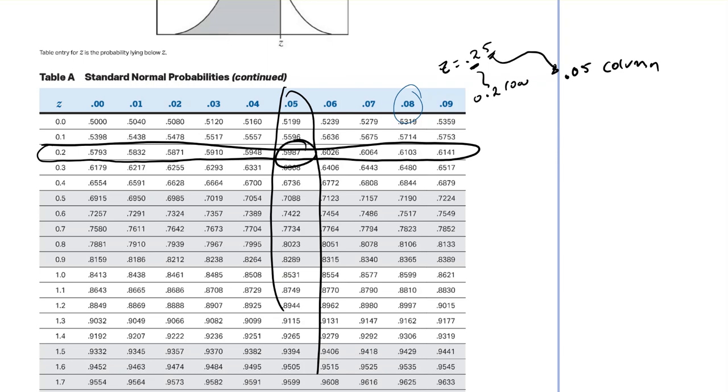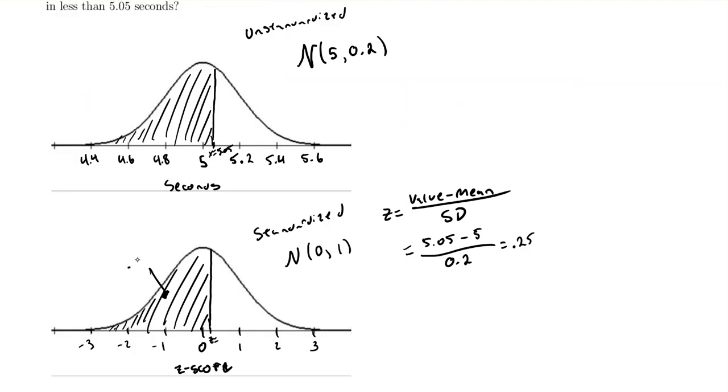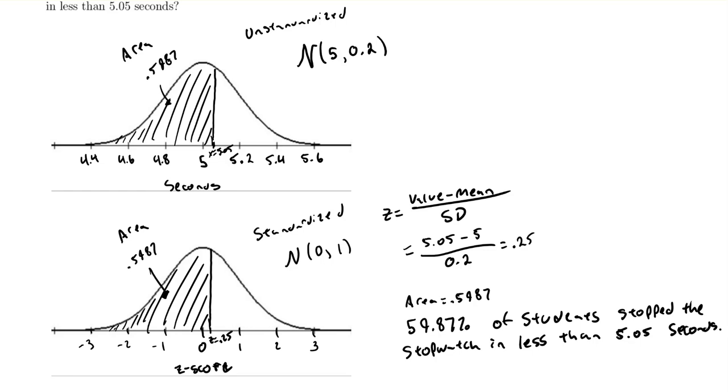So in this case, this area is 0.5987. If we go back to our picture, this area is 0.5987, which in turn means our area up here is 0.5987. And I'll write my z-score of 0.25 here. What this tells us is that 59.87% of students stop the stopwatch in less than 5.05 seconds. So, this is what we have here.